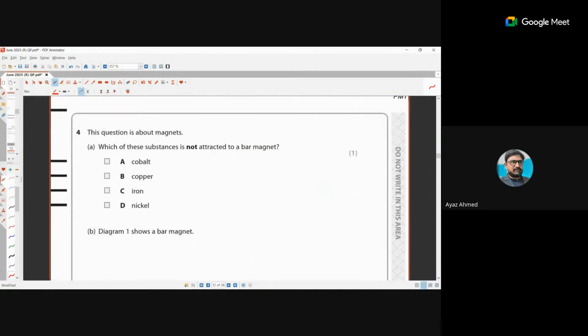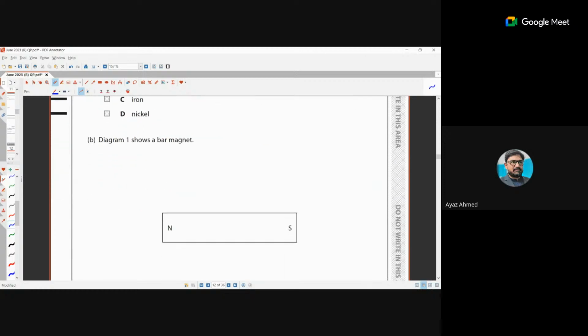Here we go, this is the next question. Question number 4 is about magnets. Which of these substances is not attracted to a bar magnet? Definitely nickel, cobalt and iron can be magnetized, but copper cannot be magnetized. So this would not be attracted.